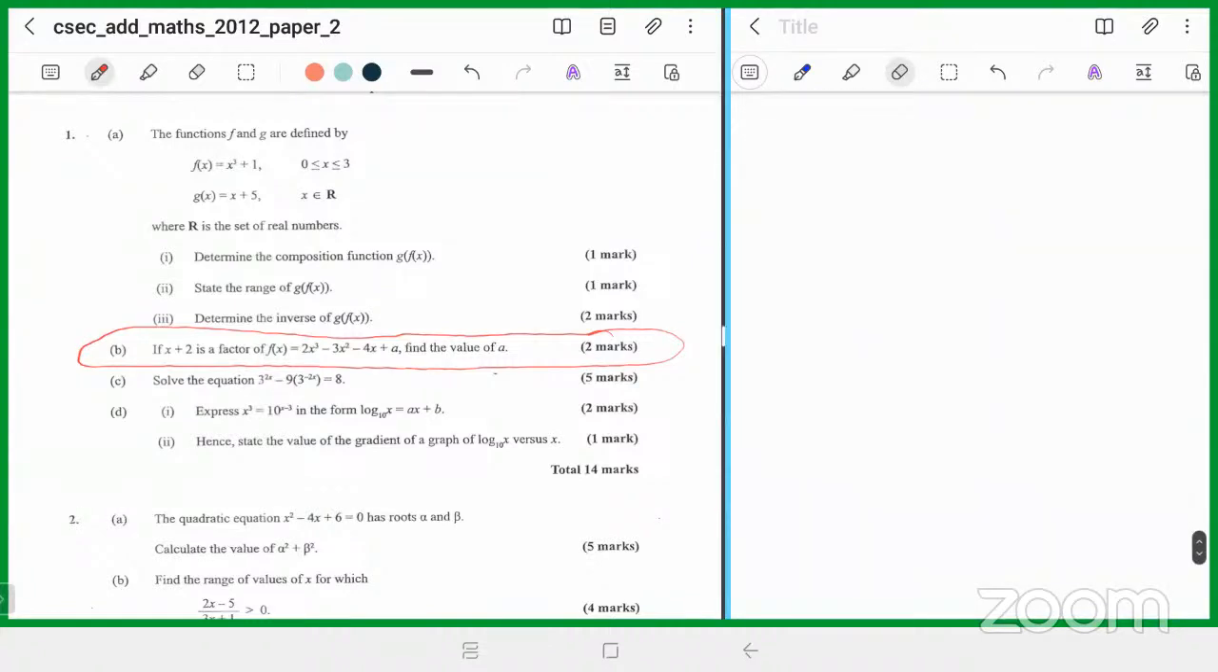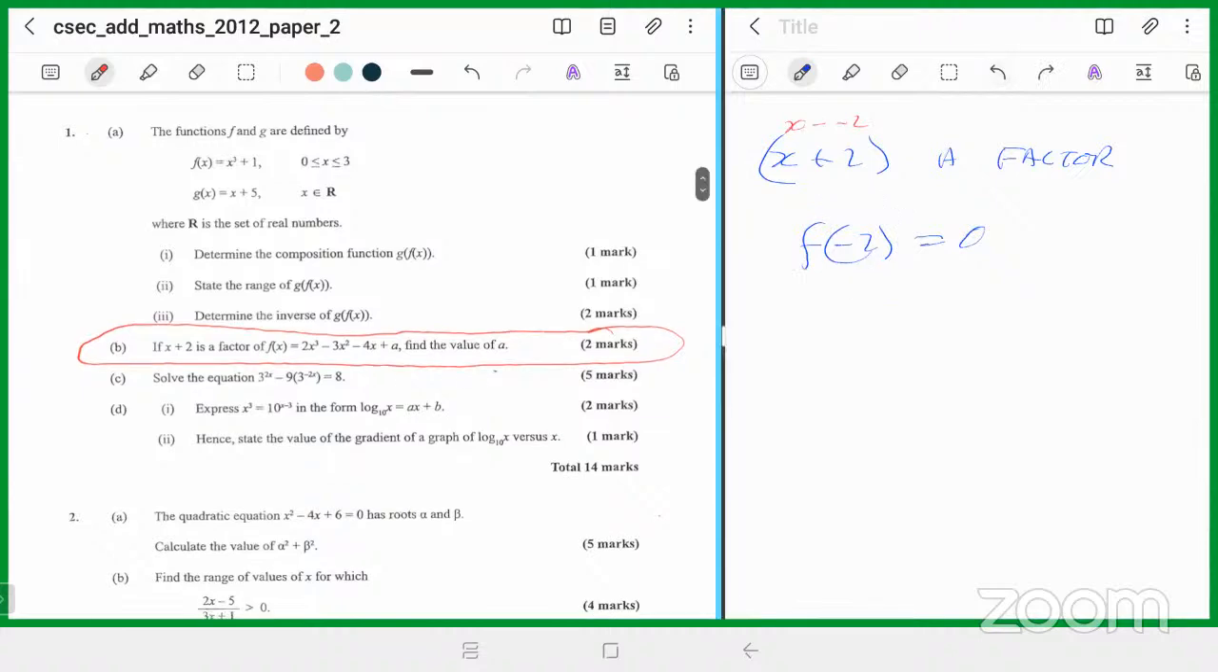Same thing again. Since x plus 2 is a factor, the factor theorem says f of minus 2. Why is it minus 2? Because x plus 2 can be written in the form x minus negative 2, so that becomes your a in the theorem. That's how we know it's f of minus 2. So f of minus 2 is going to be equal to 0. We're just basically finding f of minus 2 and equating it to 0.